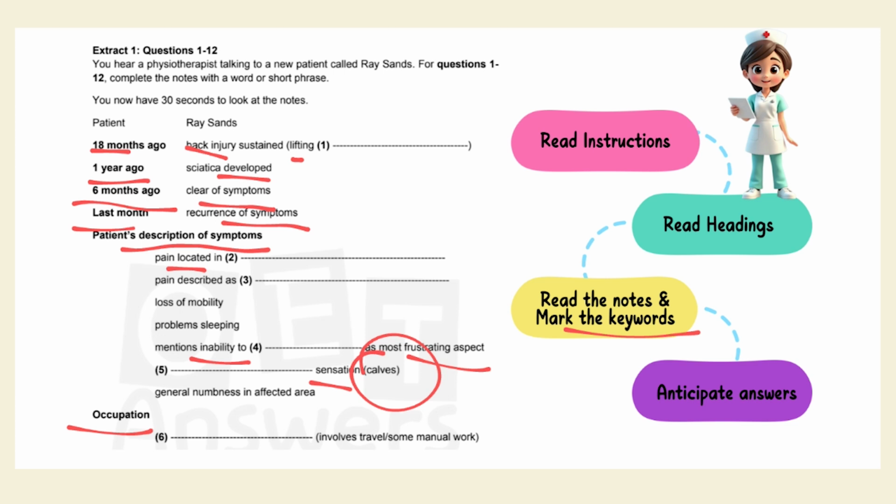Question number 6, dash involve travel, some manual work. So the job involves travel and some manual work. Either you can understand it as a journalist or other things like an events organizer, tour guide, any of them, right? So likewise you have to follow the 4 instructions. I hope you got my point.